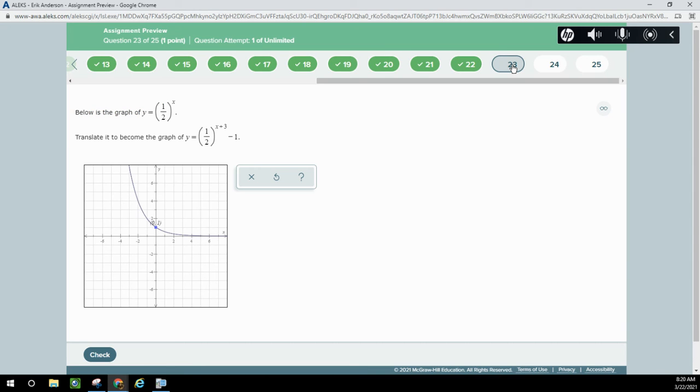In question 23, it says, just translate it. So this is where we click and drag. +3 is going to move it left 3. -1 is going to move it down 1. So take your point and go left 1, 2, 3, and down 1.